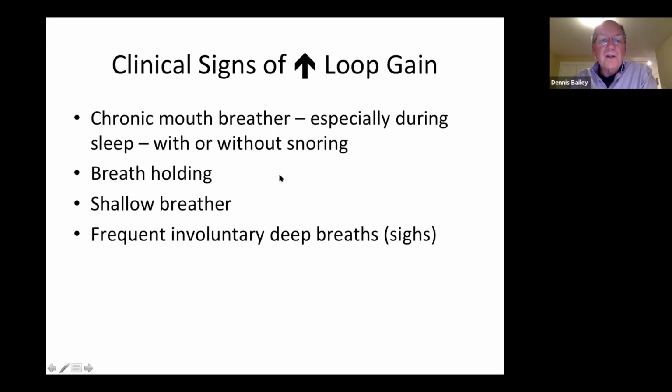Now, how do we correct this? We can correct this with exercises. We can correct this with various breathing exercises. We can correct this with myofunctional therapy. And the major factor in all of this to correct it is to really improve on the nasal breathing. So this is something that we really need to pay attention to in an effort to decrease the loop gain, to get it below 1, so that during sleep it's as regulated as it needs to be.